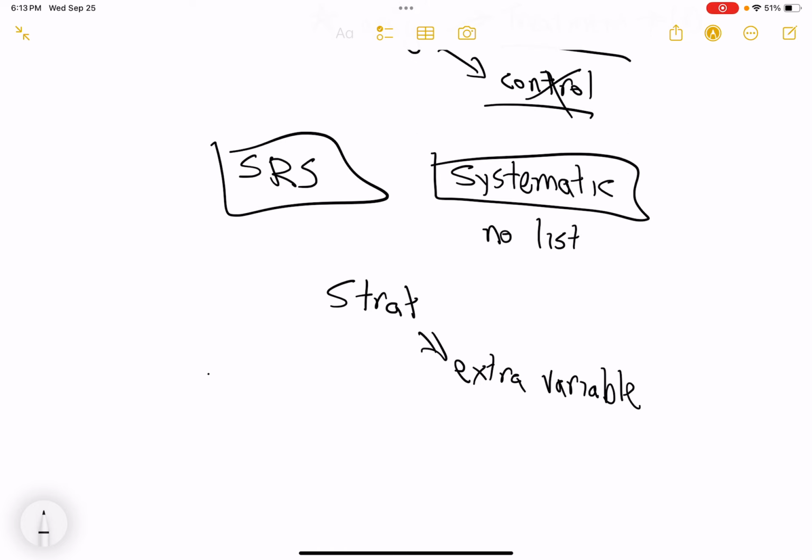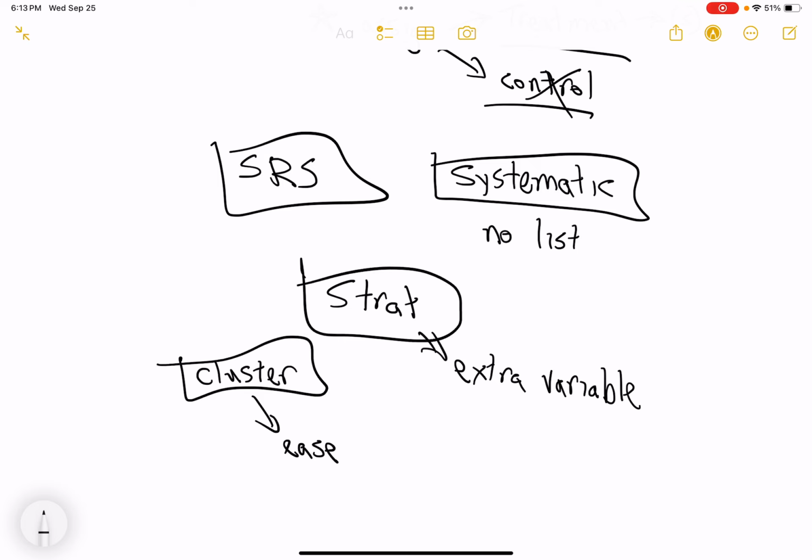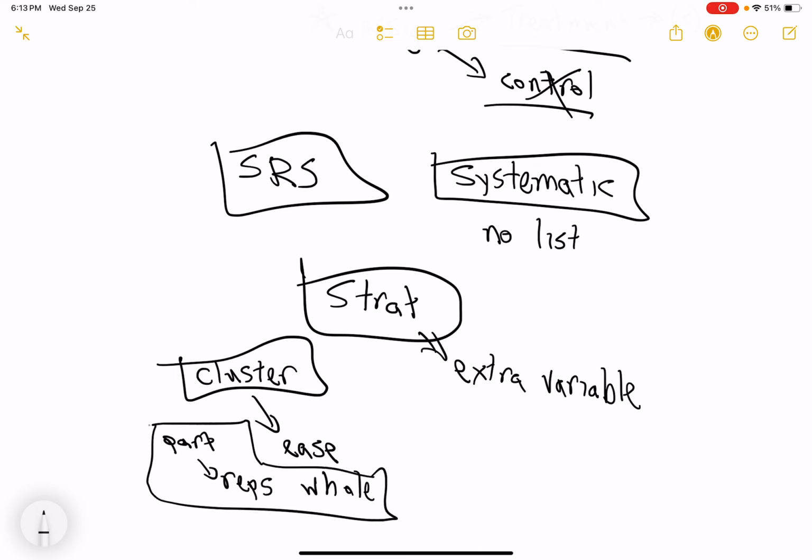And then, of course, when do we do cluster? We do cluster for ease and when we can afford to do cluster, right? When we feel that the part reps the whole. Yes, good job, buddy. And that's super important. When we feel that the part reps the whole, then we can afford to do cluster random sampling.